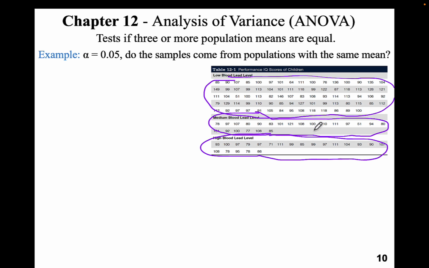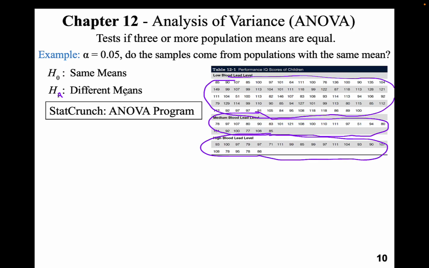Okay, there are a lot of numbers here. We want to know, is the average IQ score the same? We say that as, are the means the same? So that means we would run an analysis of variance, or test of ANOVA. The null hypothesis is going to say all of those means are equal, and the alternative hypothesis is going to say at least one of them is different. We're going to run a StatCrunch program called ANOVA.